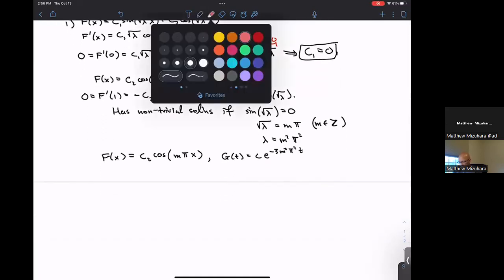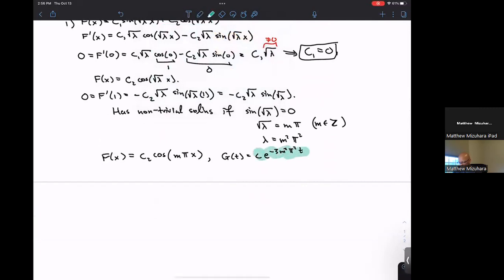Okay, let me highlight this so I remember not to forget these later. So this is one family of solutions. Let's check the second case.